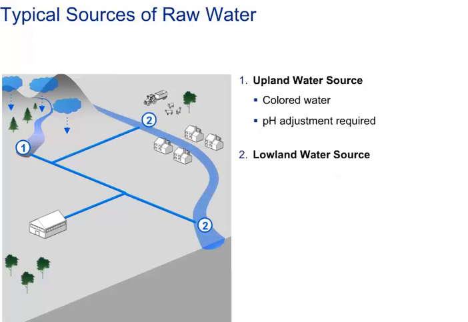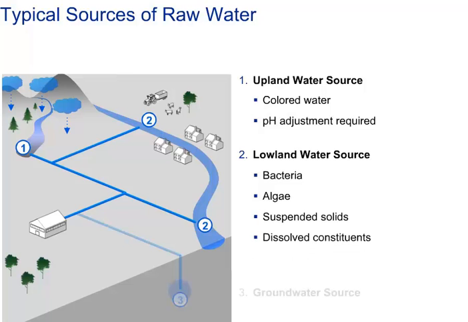Rivers, canals, and lowland reservoirs. Lowland surface waters will have a significant bacterial load and may also contain algae, suspended solids, and a variety of dissolved constituents.